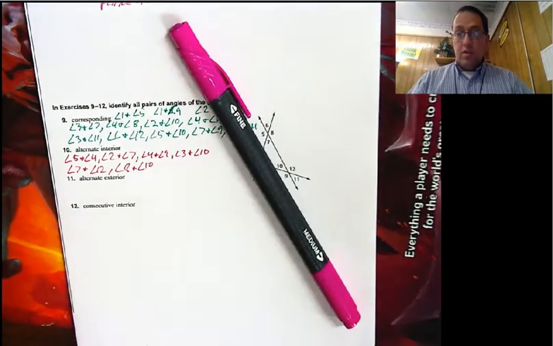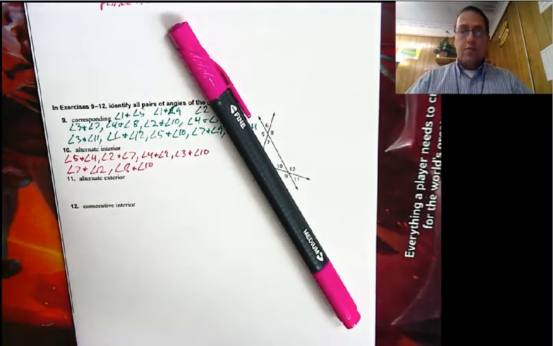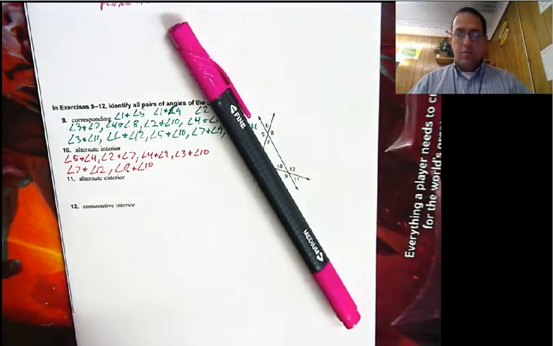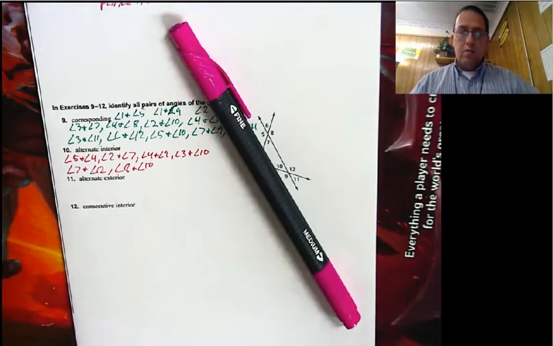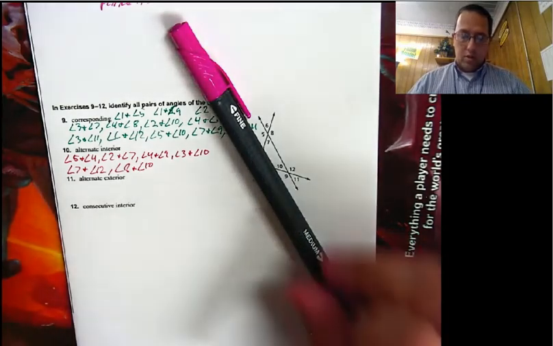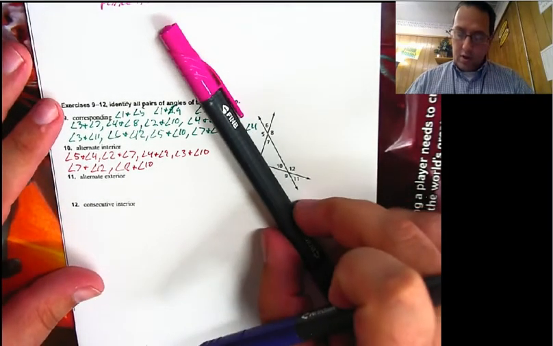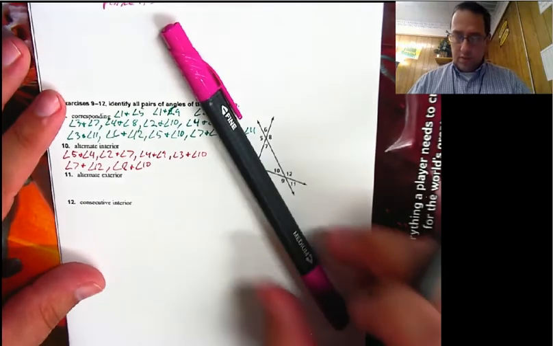On all of these, you will have one angle from each intersection. All right? Each intersection has 4 angles, and you're going to have one angle from each intersection. So let's look at alternate exterior. And we're already on this one, so let's just use this one first.